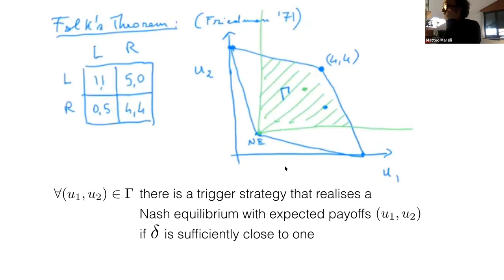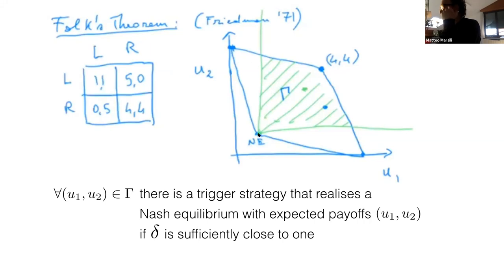Okay, and this is the content of this theorem, which is called the Folk theorem, and which says essentially the following. If you take this payoff table for the prisoner's dilemma and you put here the payoff of player one and the payoff of player two, then you have four points in this graph: the point (1, 1), which is the Nash equilibrium, the point (0, 5), the point (5, 0), and the point (4, 4). And then you can draw this polygon.